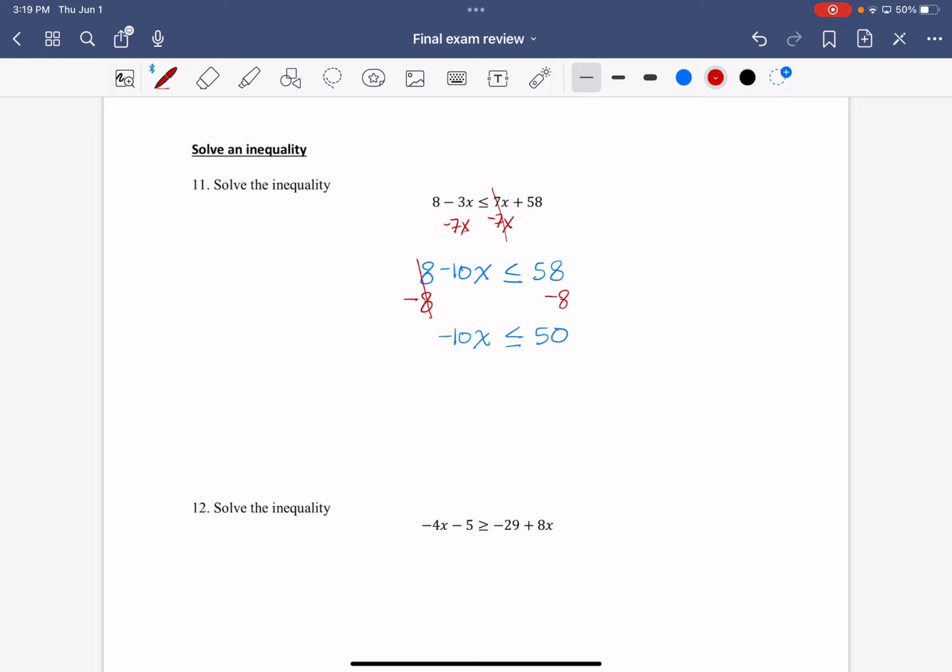Again, still trying to get x alone. Divide both sides by negative 10. Those negative 10s cancel. You're left with x. What happens here? Sign flips. Good. x is greater than or equal to 50 divided by negative 10, which is negative 5. Remember, anytime you multiply or divide both sides of the inequality by a negative number, you flip the sign.